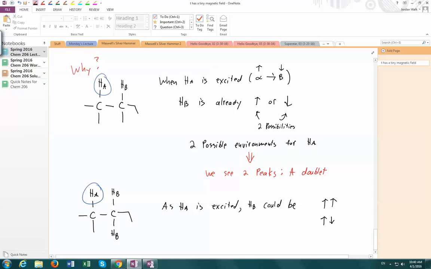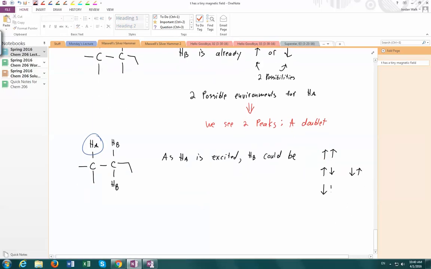One could be spin up, spin down, or we could have the other case where we have spin down, spin up. And so what's the final possibility? Spin down. Both could be spin down. Okay, and so how many possible environments are there? Yeah, there's 4 maybe discrete environments, but between these two, we're not going to be able to tell a difference. It's going to be ultimately the same environment. So how many environments are there? 3. There's 3 different environments.